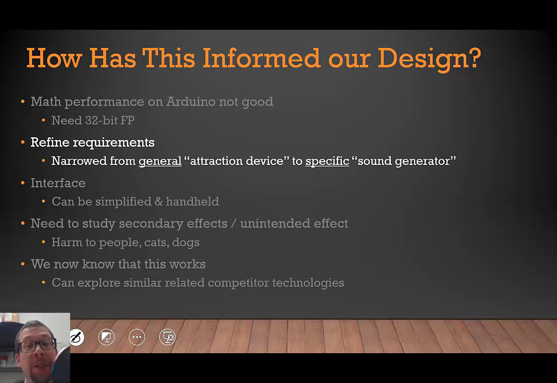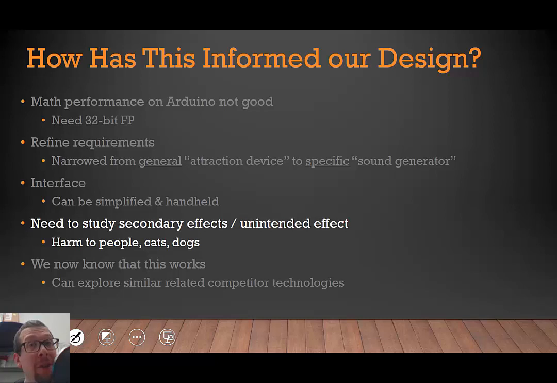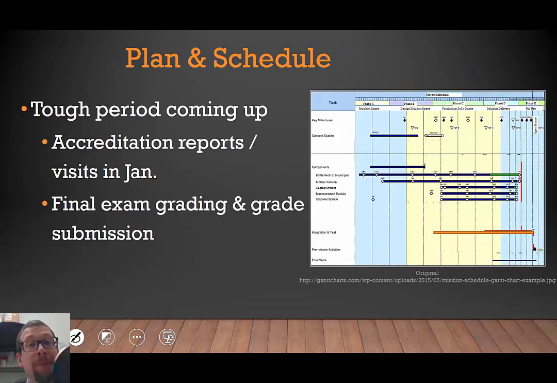We have, in the process of conducting this work, narrowed our requirements from general attraction devices to specific sound generation systems. We know that we can interface, and we'll have to create a more simplified and handheld version of the interface, and that we will have to examine the secondary or unintended consequence effects of the sounds on people, cats, dogs, and other animals. And we want to make sure that we can do proper comparisons with competitor technologies now that we actually have something working and we have a better intuitive feel for what is required in the components and subcomponents of our system.